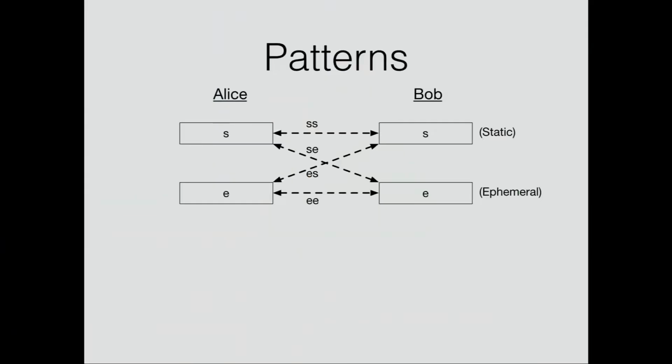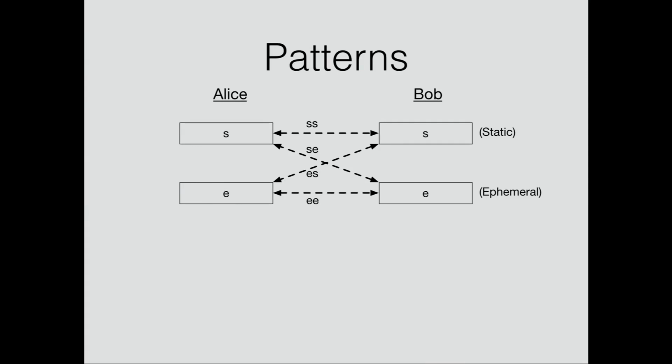We're going to have a simple language for describing a range of abstract AKE patterns based on this set of concepts: we have Alice and Bob, they each might have a static key and they might have an ephemeral key, and the only things we're going to allow them to do as part of their AKE protocol is send their public keys back and forth and do Diffie-Hellman operations.